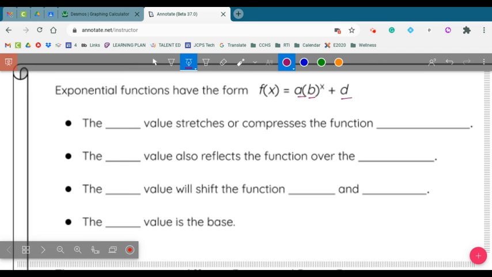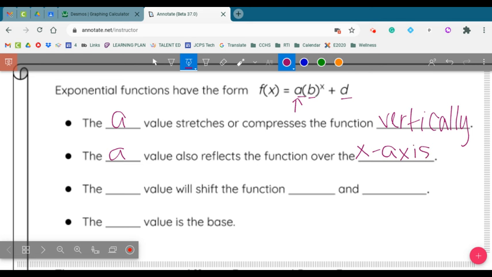So the a value, so if there is a number in front of our b, which is our base, the a value stretches or compresses the function vertically. So this is whether it looks smashed or not smashed, pretty much. The a value also will reflect the function over the x-axis. So if there's a negative in front of that a, it's going to have a reflection.